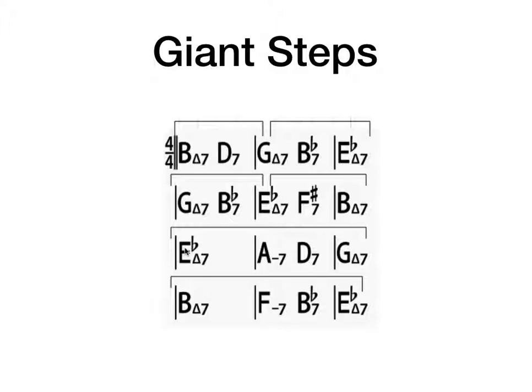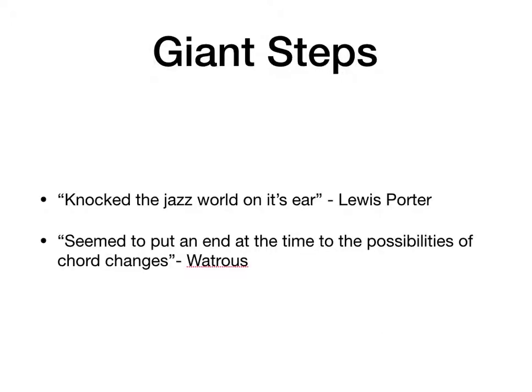In the latter half, you see here he reverses it, so he does the augmented chord cycle ascending. So he goes E flat to G, which is a major third, G to B, which is another major third, and then B to E flat, which is another major third again. So this chord progression, the train changes, is incredibly influential, and this work, Giant Steps, is a representation of that.